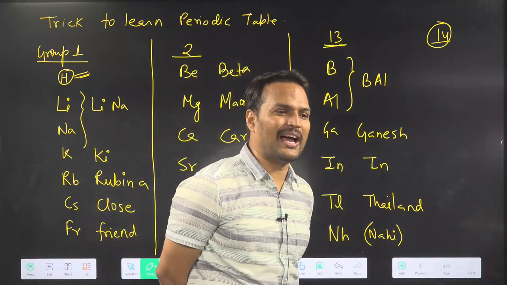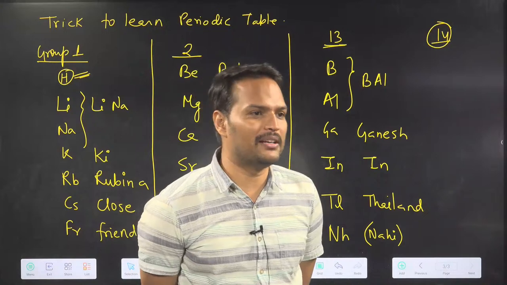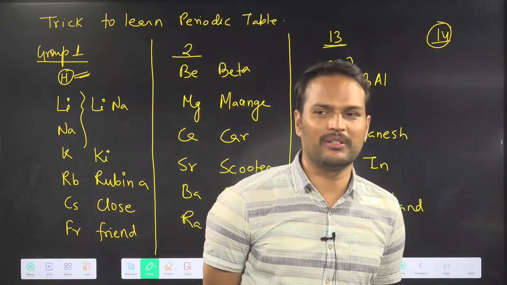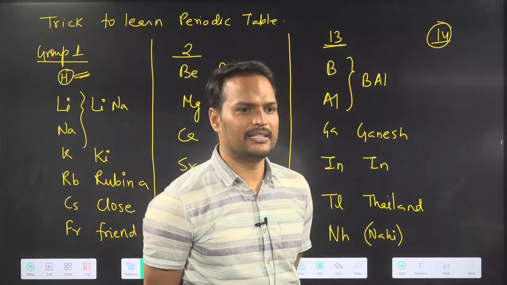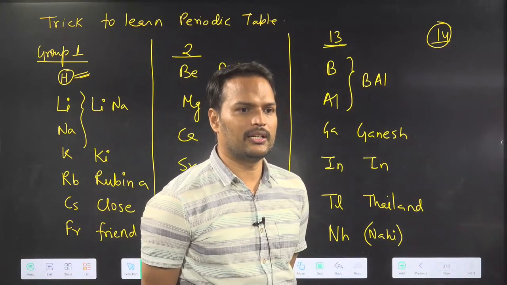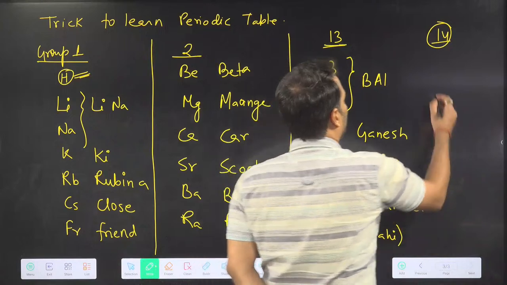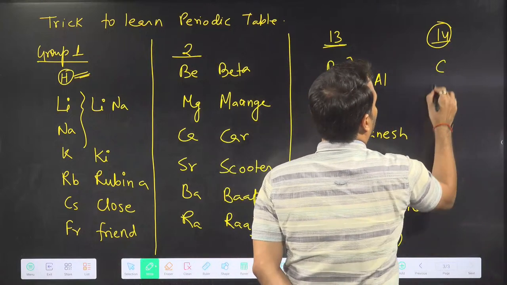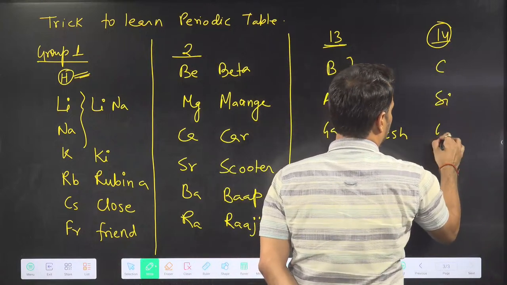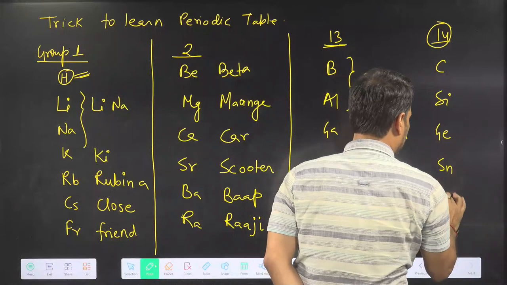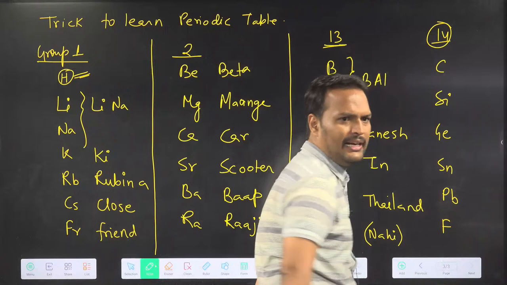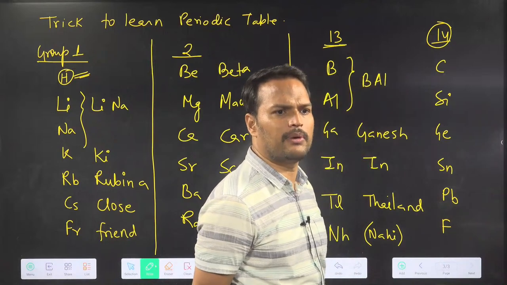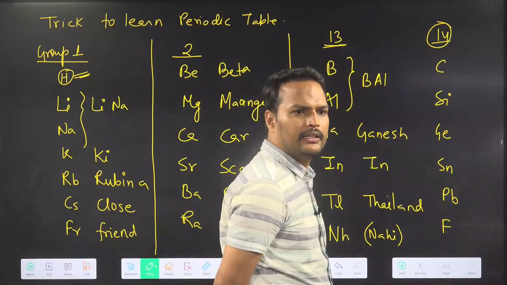One I will tell you, halogen family, that was mind blowing. They told me the shortcut. It was mind blowing. I liked it very much. Let's see what you are saying. Okay, so it is like this that carbon, silicon, germanium, tin, lead, and what is there? What is the last one? After lead, what is there? After lead, letter.